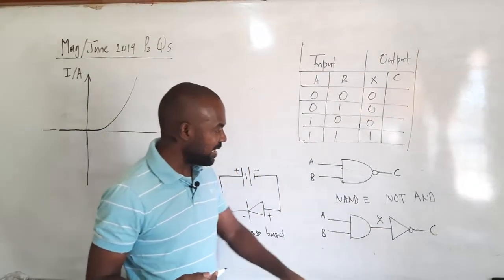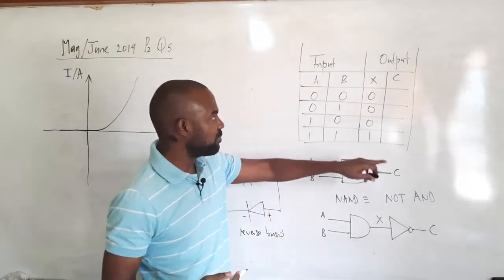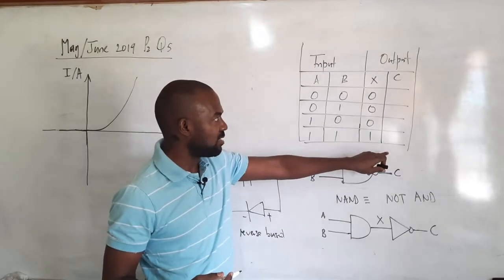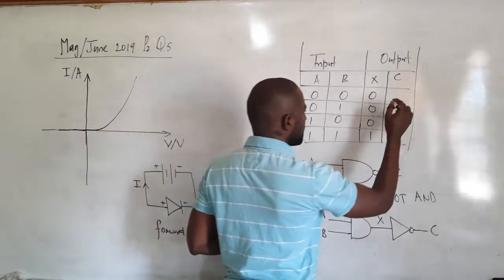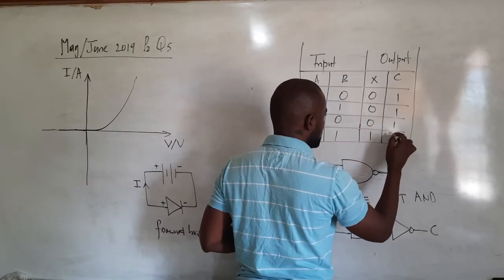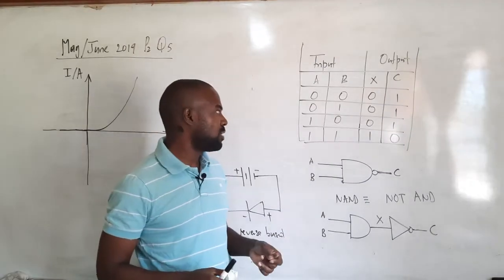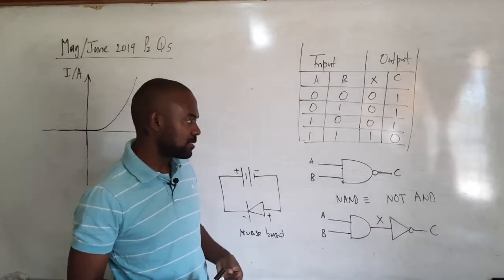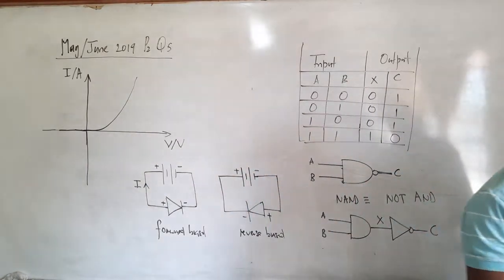But of course, we have an inverter, and therefore to get the output from the NAND gate, we're simply going to invert these values. So meaning that a 0 becomes a 1, and a 1 becomes a 0. So therefore, this becomes 1, 1, 1, 0. And this is basically representing the output from a two-input NAND gate. Right? So that is part B of the question.